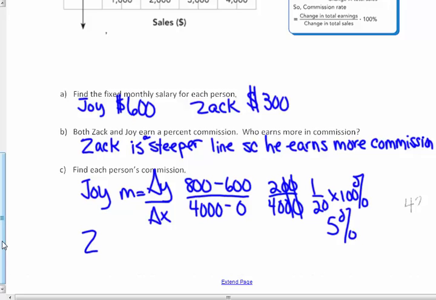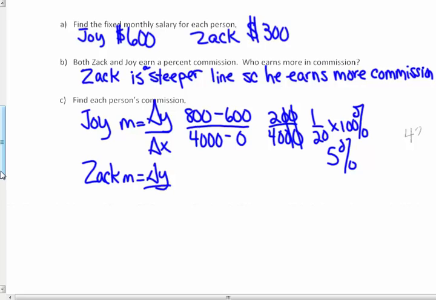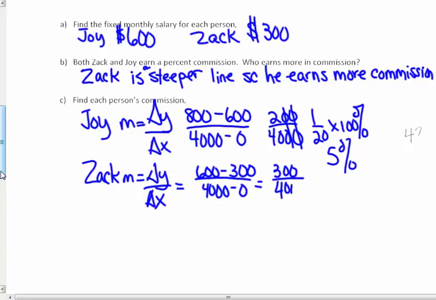Zach, M equals delta Y over delta X. Zach is 600 minus 300 delta Y over delta X, 4,000 minus 0. And he's 300 per every 4,000. 3/40ths times 100%, which would be 7.5% commission.